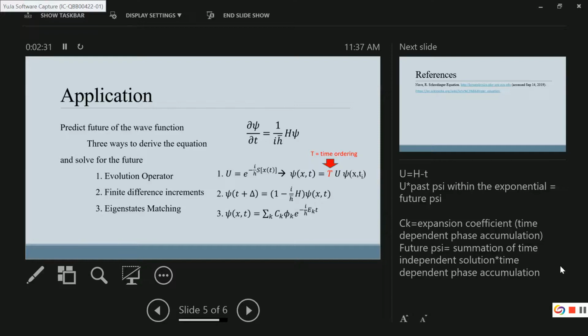In the second option, we use finite difference increments, and that's breaking down our time difference into very finite pieces and summing those together to again predict the future of our wave function. And the last version of the equation is to use our eigenvalues or eigenstates matching, in which case we solve for eigenfunctions and eigenvalues, and as a set, they then predict our future wave function.